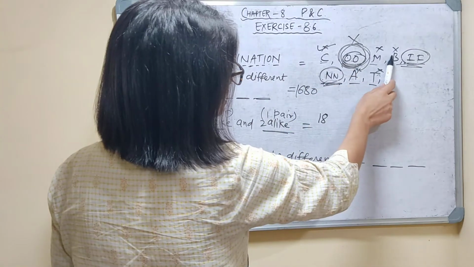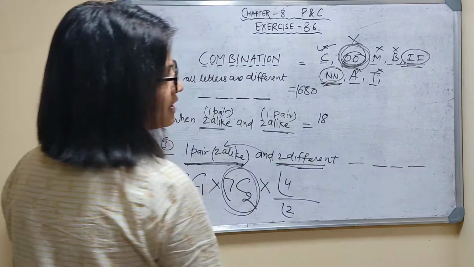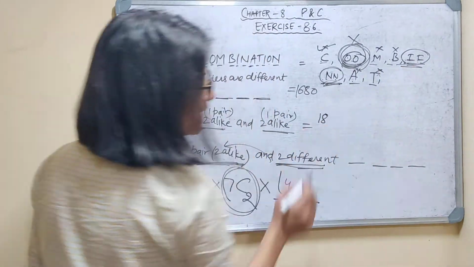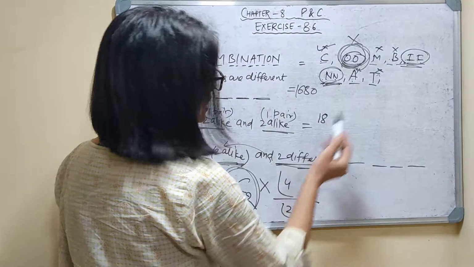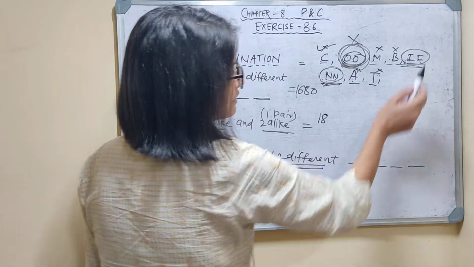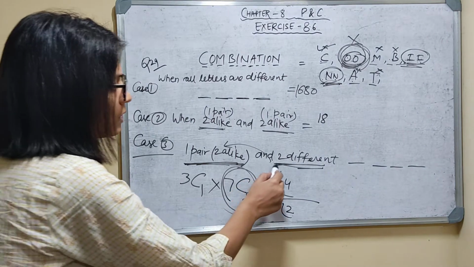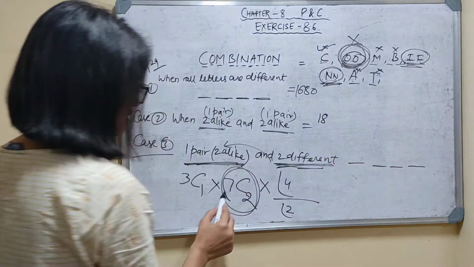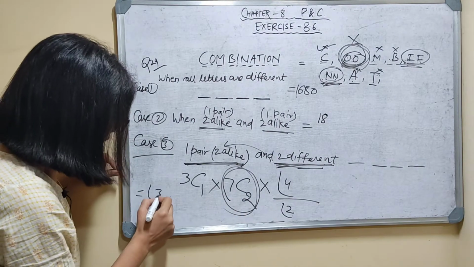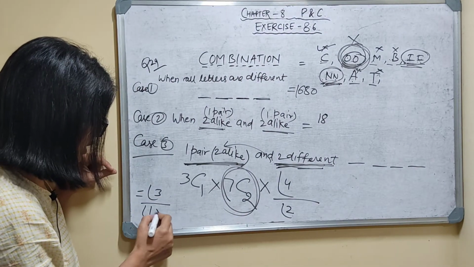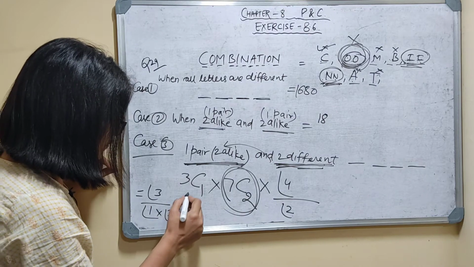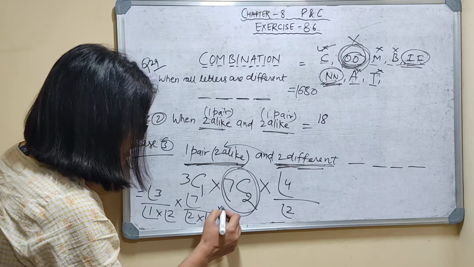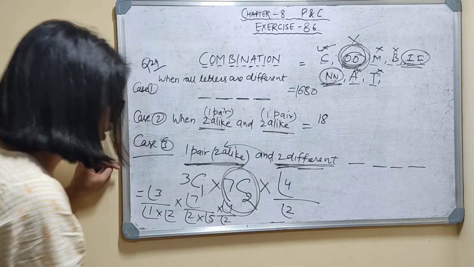So 1, 2, 3, 4, 5, 6, 7. And I can't take 9C2, because if I take 9C2 it means the 2 things can be the same, but I don't want the same. I want 2 different. So 1, 2, 3, 4, 5, 6, 7. When I solve, I will get factorial 3 upon factorial 1 into factorial of 3 minus 1, that is 2, into factorial of 7 upon factorial 2 into factorial of 7 minus 2, that is factorial 5, into factorial 4 upon factorial 2.